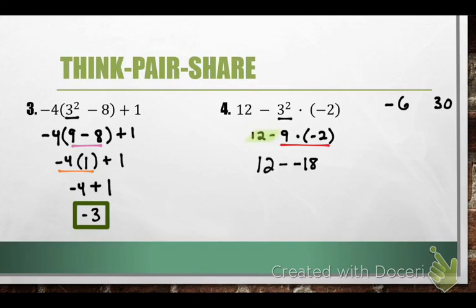I've got a case of the double negatives, so my answer turns into a monster positive. What is 12 plus 18? It is 30. How many of you made a simple mistake and got a totally different answer? That's okay. If you did, erase it and fix it.